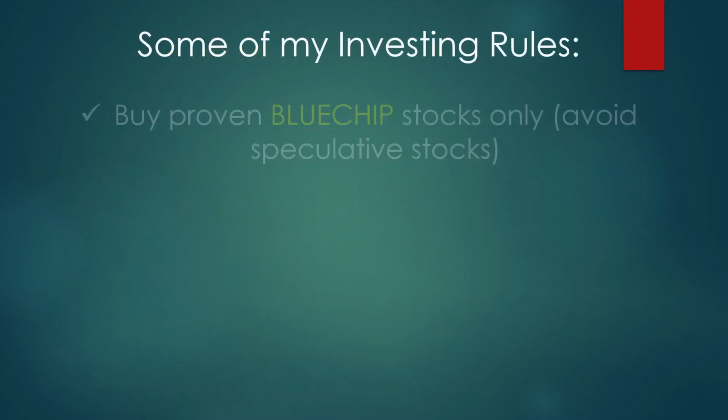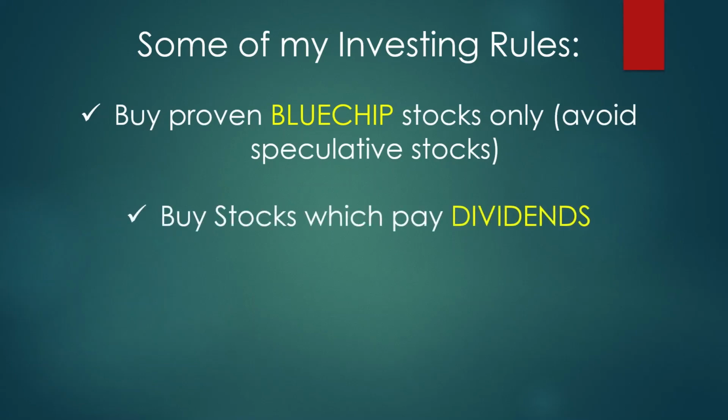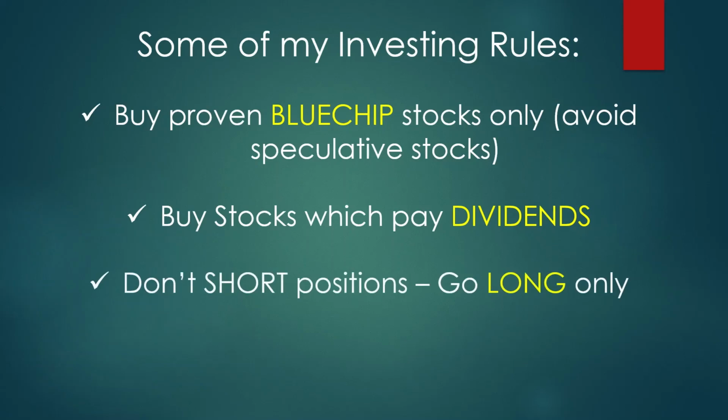Some of my investing rules: buy proven blue chip stocks only, avoid speculative stocks. Buy stocks which pay dividends. Do a quick search and make sure the company you're about to buy has paid a dividend recently in the past or is about to pay a dividend if you're considering buying. Don't short positions, go long only, as demonstrated in this video. If you short a position which pays a dividend, you'll end up paying that dividend to someone else who went long.